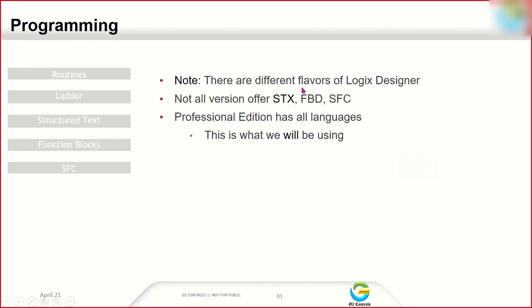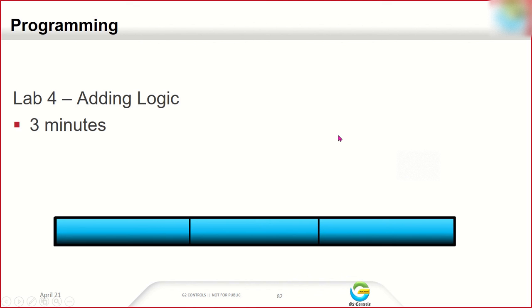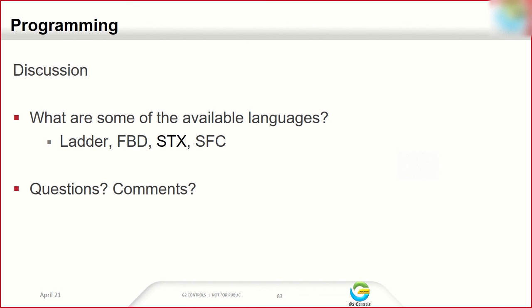Now there are different flavors of the language designer. Not all versions offer STX, FBD, and SFC. All the instructions are not offered in all language designers. The professional edition has all languages. This is what we will be using. Right now we have the professional version, that's why we have STX, FBD, and SFC. If you have the light version, standard edition, then there is no SFC or STX.